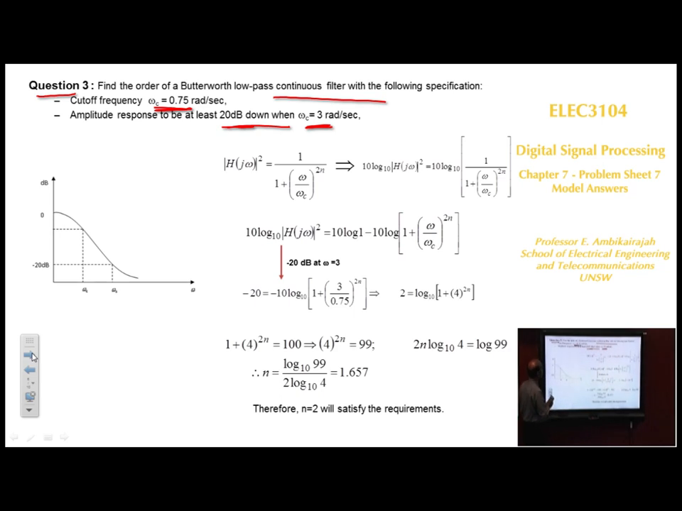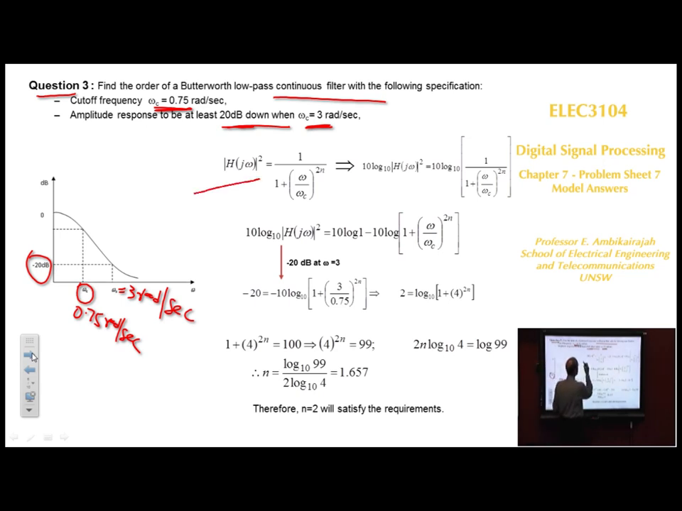So we've been given the cutoff frequency omega c, and the response is 20 dB down when omega s is at a value of 3 radians per second. And the cutoff is 0.75 rad per second. That's your graph.